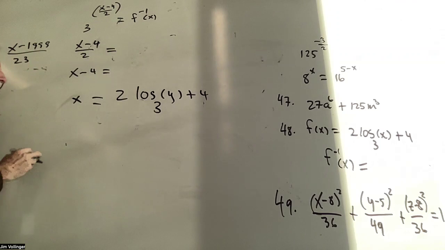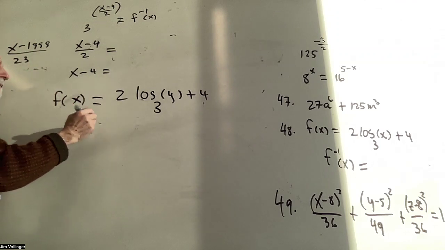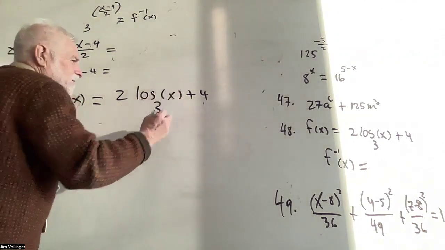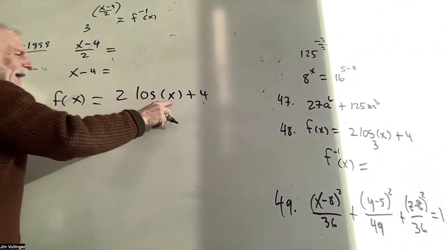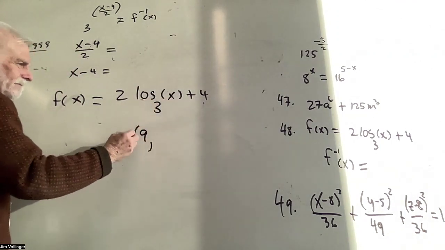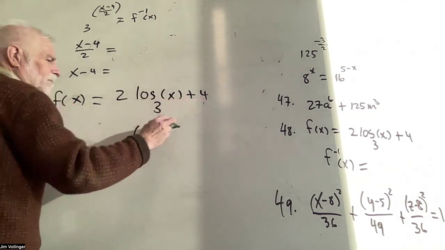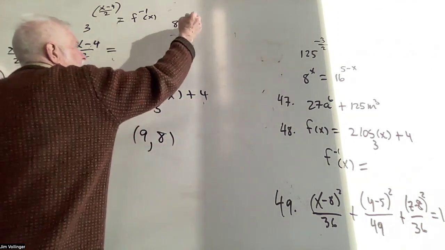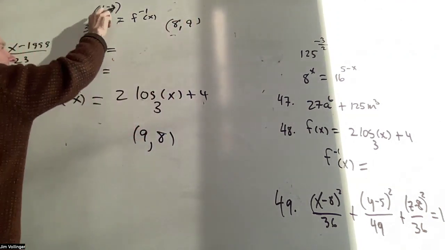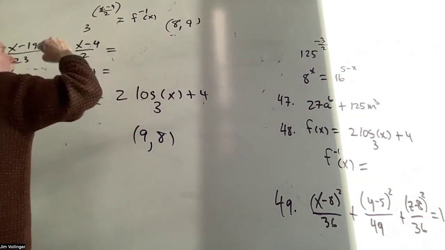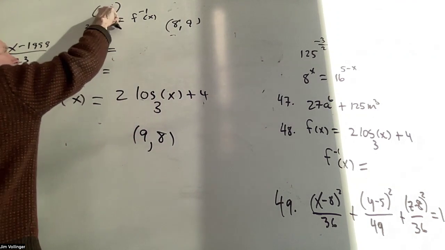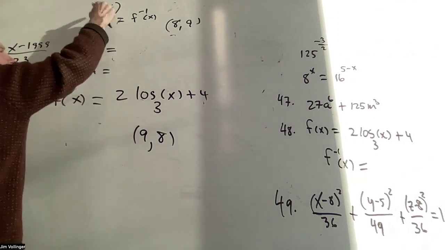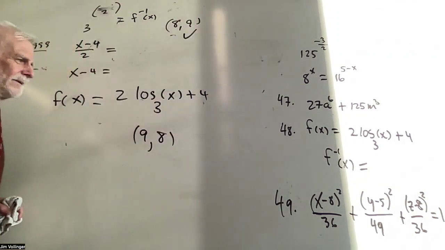How do I check it? Let's go back to f of x. Let's make this an x. I'm going to plug in a 9. 2 times 2 is 4, plus 4 is 8. 9 gets me 8. If 8 doesn't get me 9 here, I got a problem. 8 minus 4 is 4. 4 divided by 2 is 2. 3 squared, 9. I'm moving on.